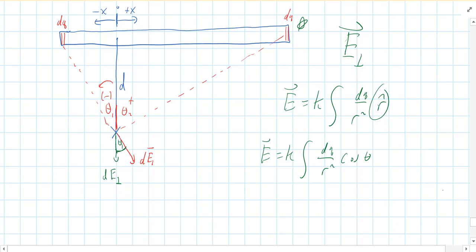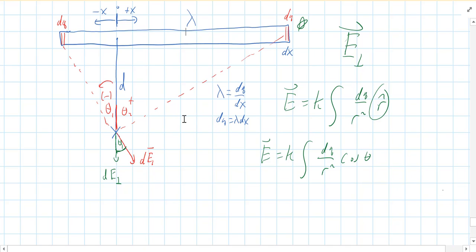Its width will be dx, okay? And we know that lambda equals dq over dx. So dq equals lambda dx. And again, lambda would be the line charge density of the bar, like how many nanocoulombs per meter did you stick on the bar. That would have to be given to you. You'd have to know the line charge density, okay?